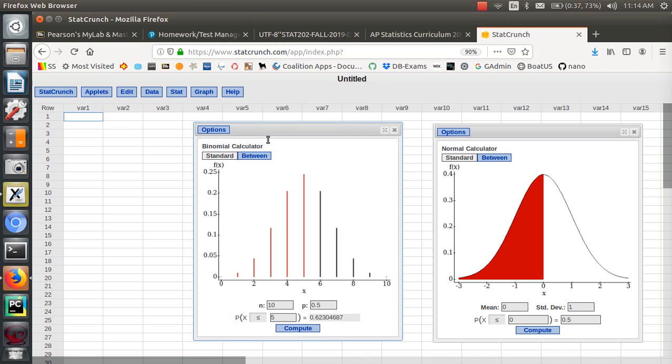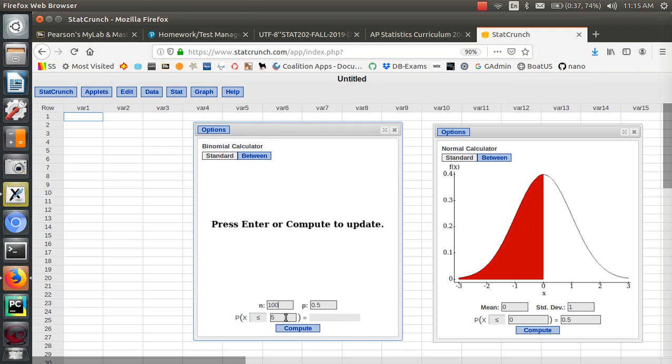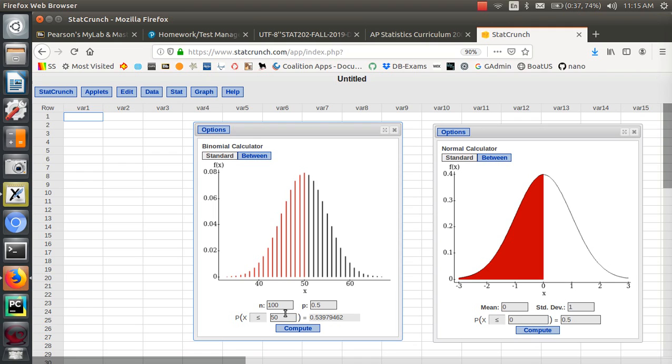So let me just make up a problem. Let's say I'm going to throw 100 coins. Each one has a 50-50 chance of turning out heads. You can go between 0 and 100 heads. That's 101 possibilities, not 100 possibilities, right?